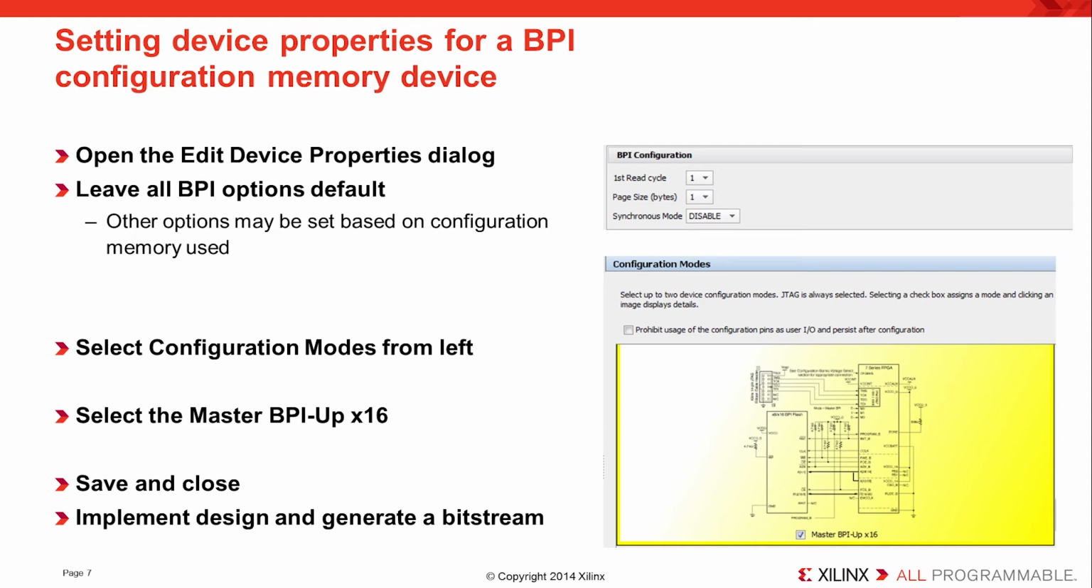It is required to set the configuration mode to the correct setting. Since we're using BPI x16, we'll select the setting of Master BPI Up x16 from the configuration mode selection on the left pane of the dialog. Now we can save and close, run implementation and bitstream generation.